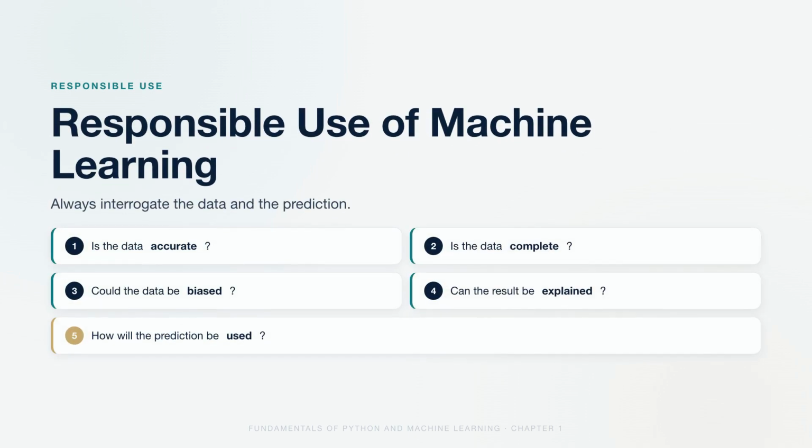Machine learning must be used responsibly. Before trusting a model, we should ask important questions. Is the data accurate? Is the data complete? Could the data be biased? Can the result be explained? How will the prediction be used? A model should not be treated as automatically correct just because it produces an answer. Responsible machine learning requires both technical skills and ethical judgment.